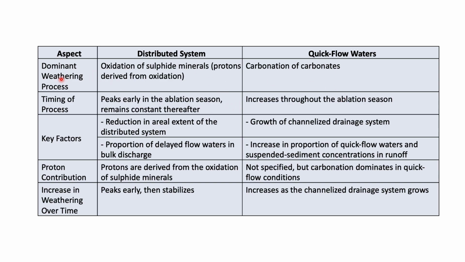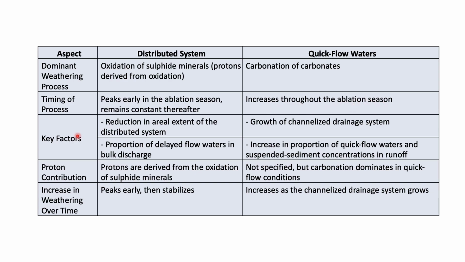What is the dominant weathering process that is occurring in the distributed system? Here, oxidation of sulfide minerals, that is, protons derived from the oxidation, happens. And in the case of quick flow waters, carbonation of carbonates is the dominant weathering process. And what is the timing of this process? In the distributed system, the weathering process peaks early in the ablation season and remains constant thereafter. But in the quick flow waters, it increases throughout the ablation season.